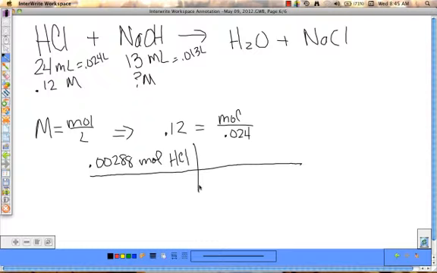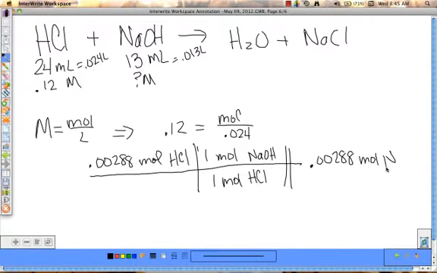This step is easy because we know it's a 1-to-1 ratio, but let's write it in anyway, because 1 mole of HCl requires 1 mole of NaOH. Let's say we used H2SO4. We would have had a 2 here, and so we would have a 1-to-2 ratio. This depends on what kind of acid you use and what your coefficients are. For this equation, it's 1-to-1, which makes it easier. So 0.00288 moles of NaOH.